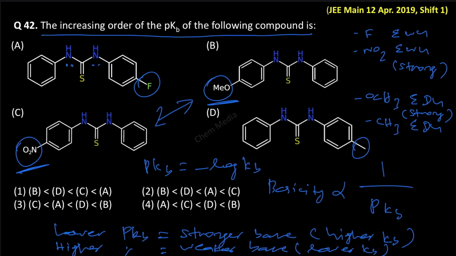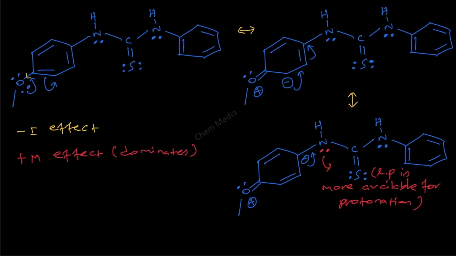So therefore, let's compare between B and C first. So let us look at the resonance structures. In the case of the para-methoxy derivative, we would have both a negative inductive effect as well as a positive mesomeric effect, but it is the positive mesomeric effect that dominates, and consequently it makes the lone pair that is there on top of nitrogen more available for protonation.